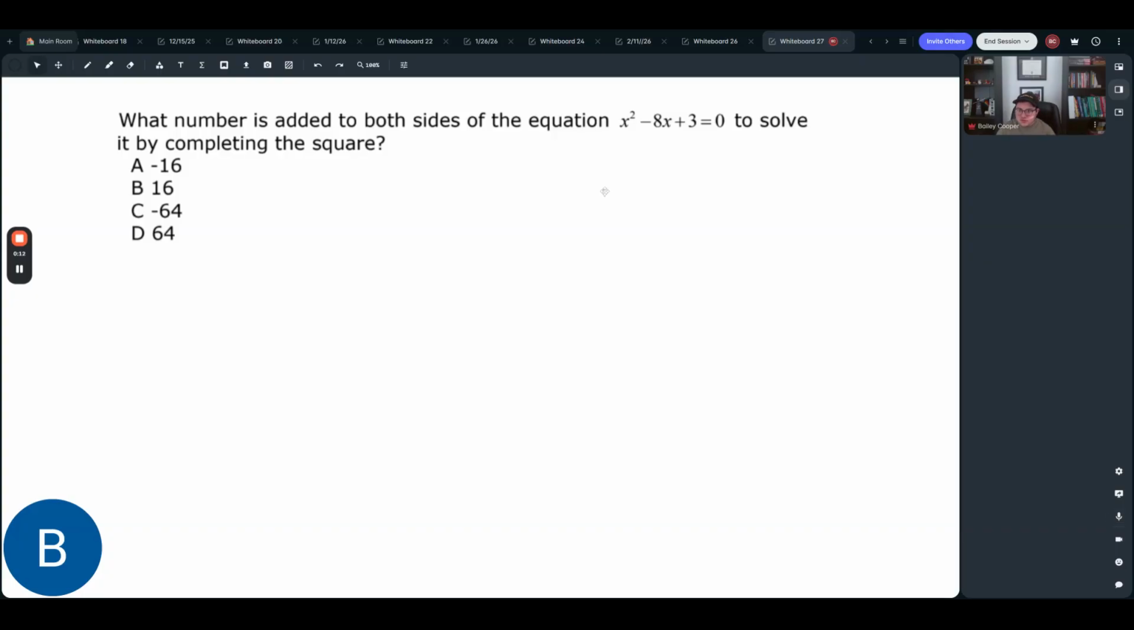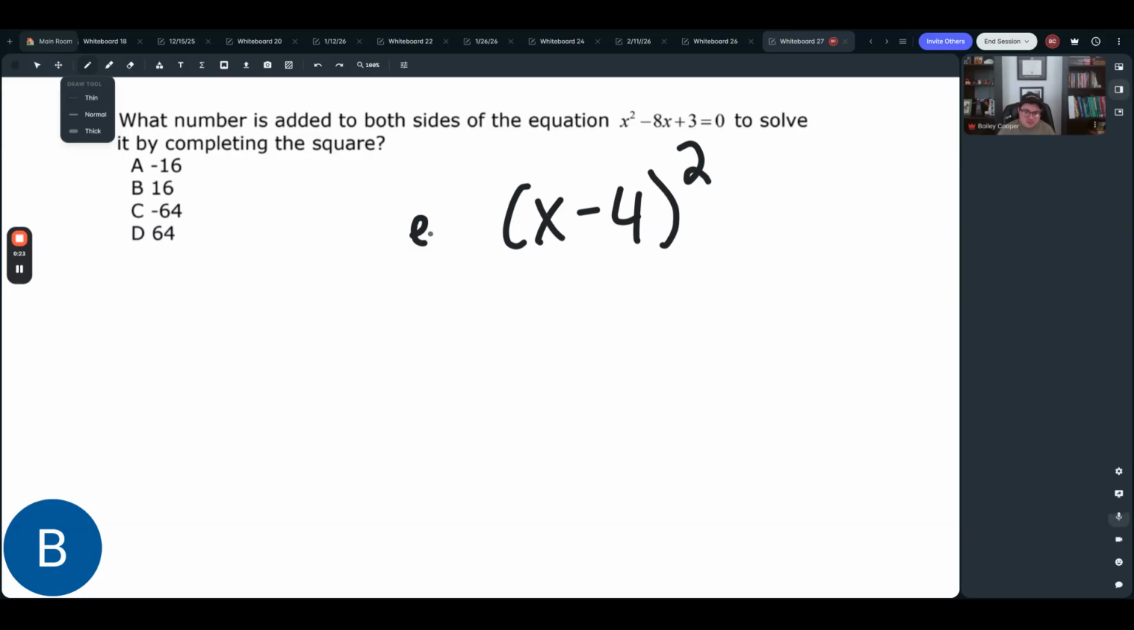What number is added to both sides of this equation to solve it by completing the square? So first of all, what's even the goal of completing the square? The goal of completing the square is to eventually factor this into a factor that is squared. So for example, maybe this factors to (x - 4) squared or something like that.